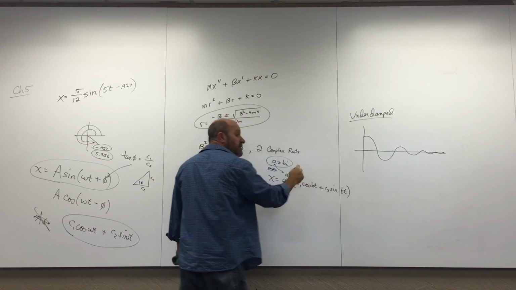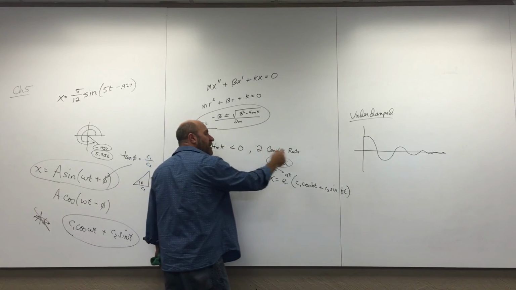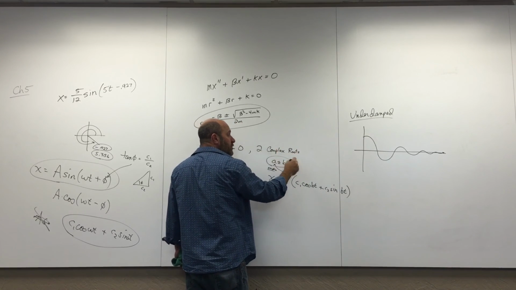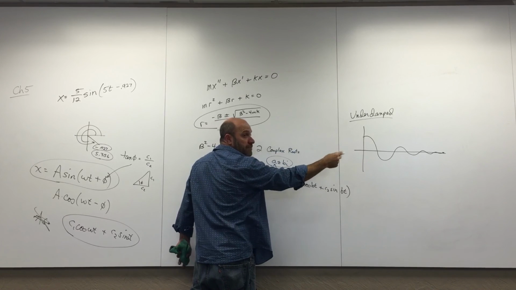This is the equation for underdamped. And how do you get underdamped? You get underdamped when you have these two complex roots. So two complex roots leads to this equation. It leads to this underdamped scenario.